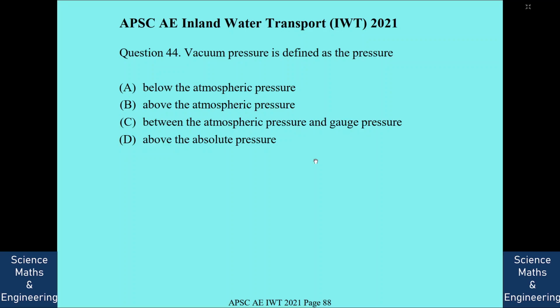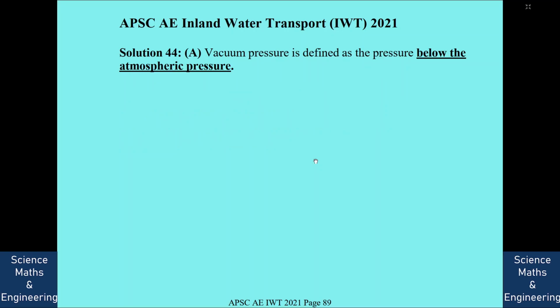So next. Vacuum pressure is defined as pressure A, below the atmospheric pressure, B, above the atmospheric pressure, C, between the atmospheric pressure and gas pressure, or D, above the absolute pressure. So the answer is, vacuum pressure is defined as the pressure below the atmospheric pressure.